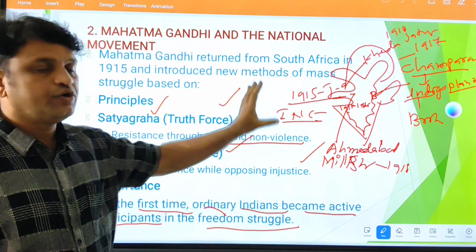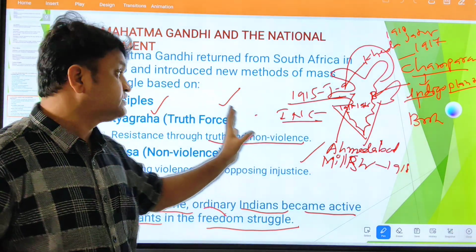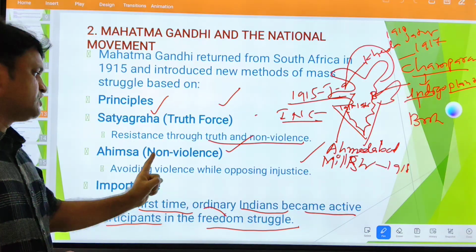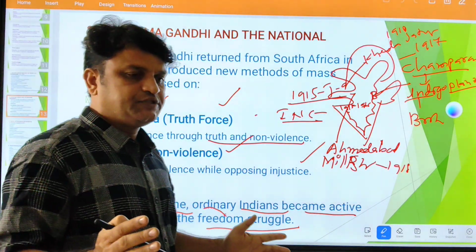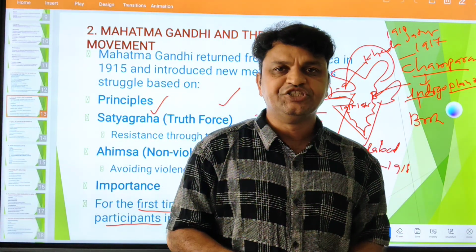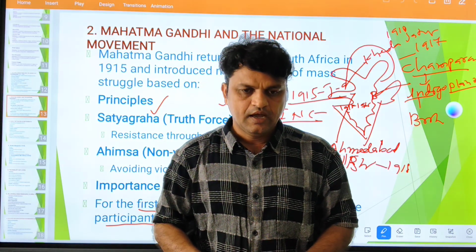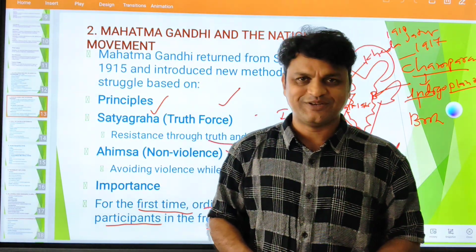So this is the brief story of Gandhiji. I think you might understand. So just remember, Satyagraha, the truth force, and ahimsa, non-violence. These are the two principles which were taken up by Gandhiji and used in the freedom struggle movement. So with this, I am concluding today, and thank you for giving this opportunity. Thank you all.